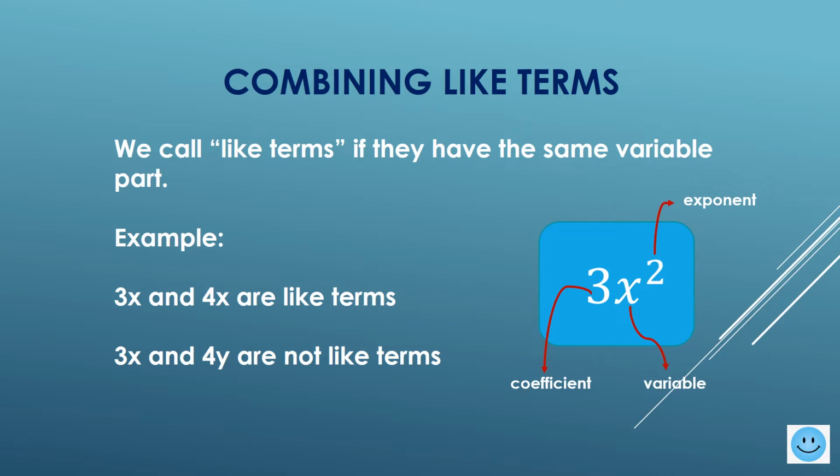So you cannot combine terms with different variables. You can only combine terms with the same variable and exponent. That means you can combine 3x and 4x, that is equal to 7x. But you cannot combine 3x and 4y because they have different variables. x and y are different.